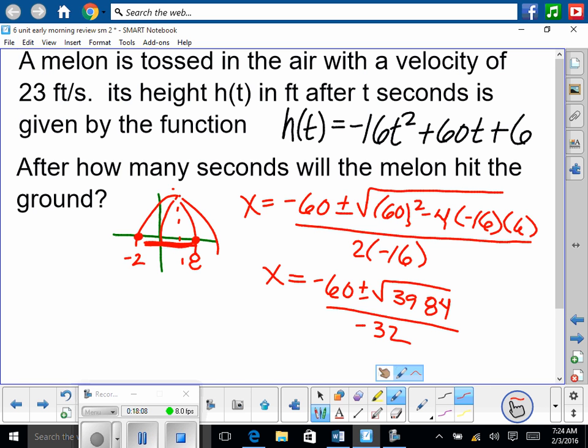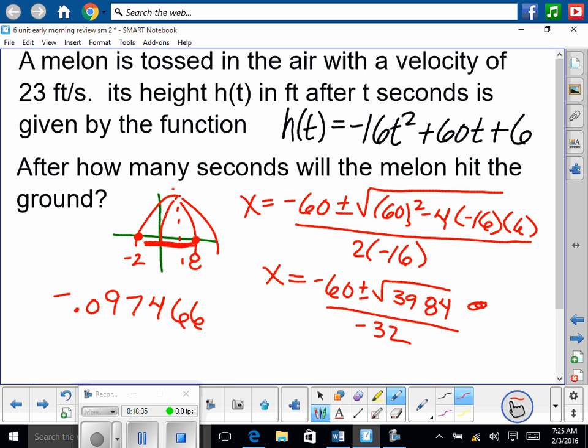Okay, so now find those 2 decimal answers, because we can. Let's all practice that. So you'll do -60 plus the square root of 3984. Hit enter. Divided by -32, and you get negative... I'm gonna give myself some room. You get -0.09746. I'm gonna do quite a few decimals, if not the whole thing.